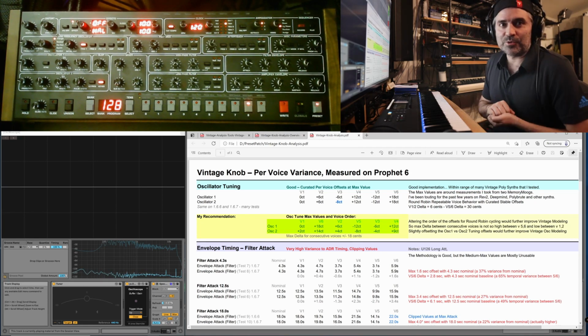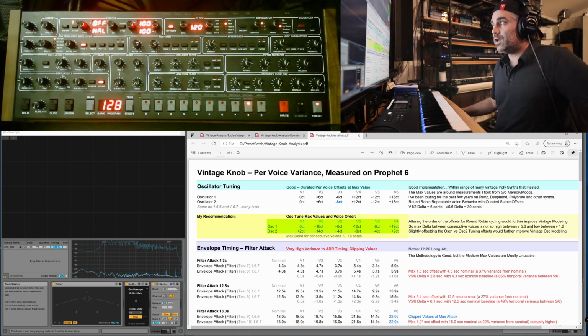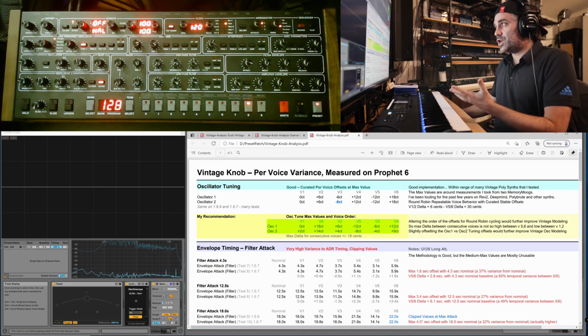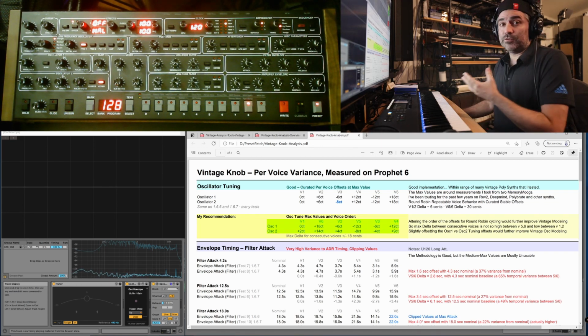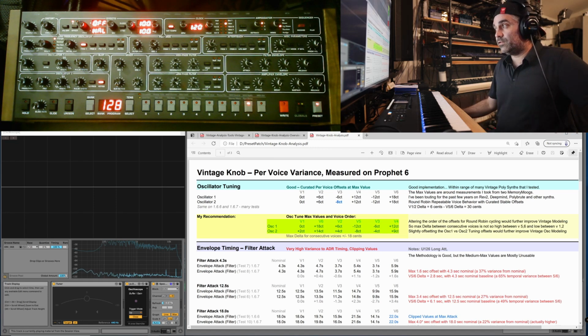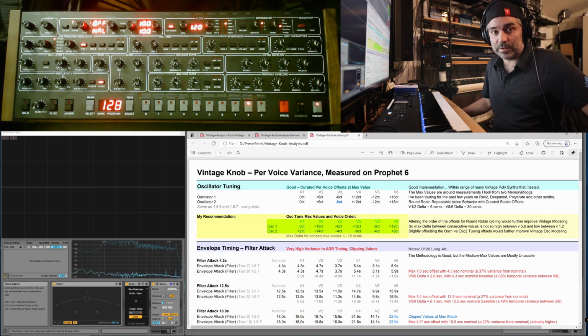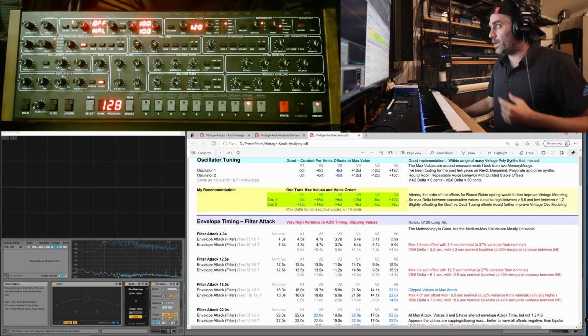So that's my overview of the oscillator tuning offsets. Again, the general methodology and the max values are very good, but I think making these minor changes can improve the vintage knob even further. And my hope or my expectation is that it's probably just a trivial task to make this switch if it's just a table of 12 values like this stored somewhere in the synth, to just quickly adjust the 12 values and boom, there you got it.